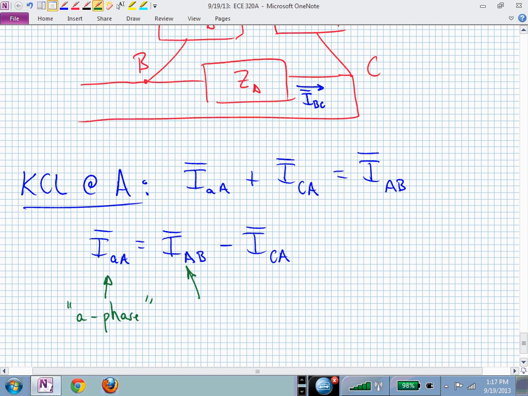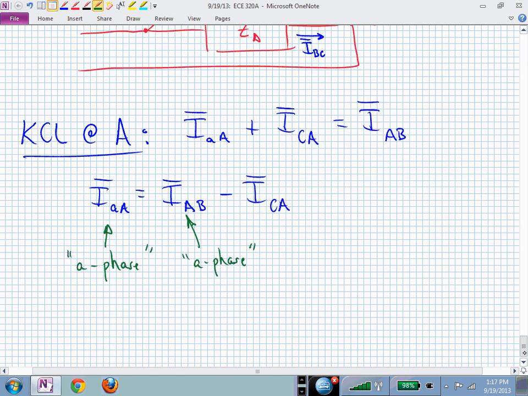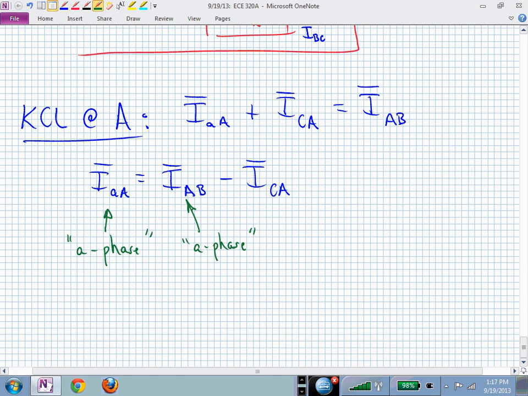I'll do the hard part. Those are both A phase currents, aren't they? But are they the same current? No. Which one is which? Which one is the line current and which one is the phase current? The transmission line current is I sub AA, and I sub AB is going through one of your phases in your load, and that's the A phase by convention. And this is now the A phase current.